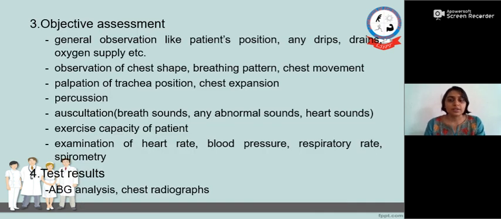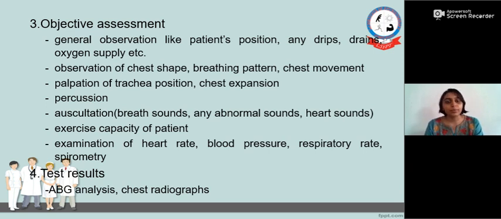Then objective assessment. General observation includes the patient's position, and whether any drains or drips or oxygen supply have been given or not. Then observation of the chest shape, breathing pattern, chest movement, etc. Palpation of the trachea position and chest expansion, then percussion, and auscultation of breath sounds and heart sounds, to check for any abnormal breath sounds or heart sounds.